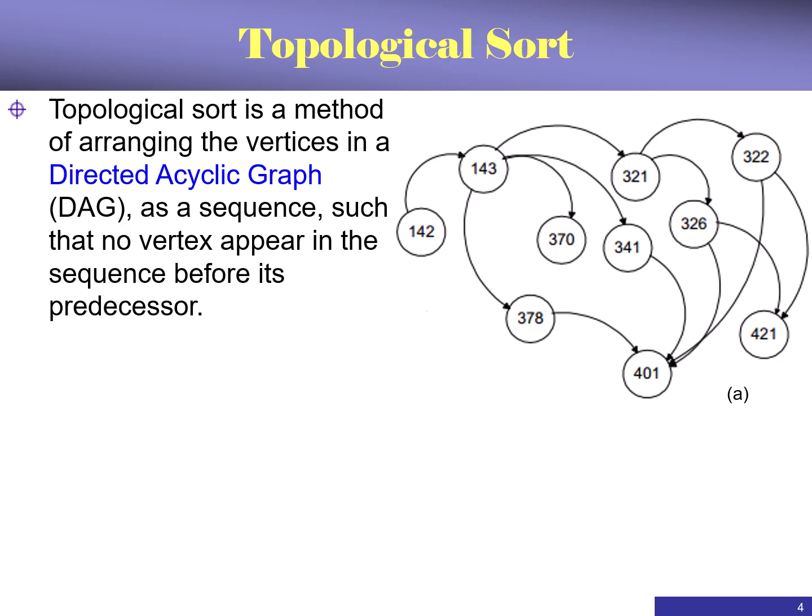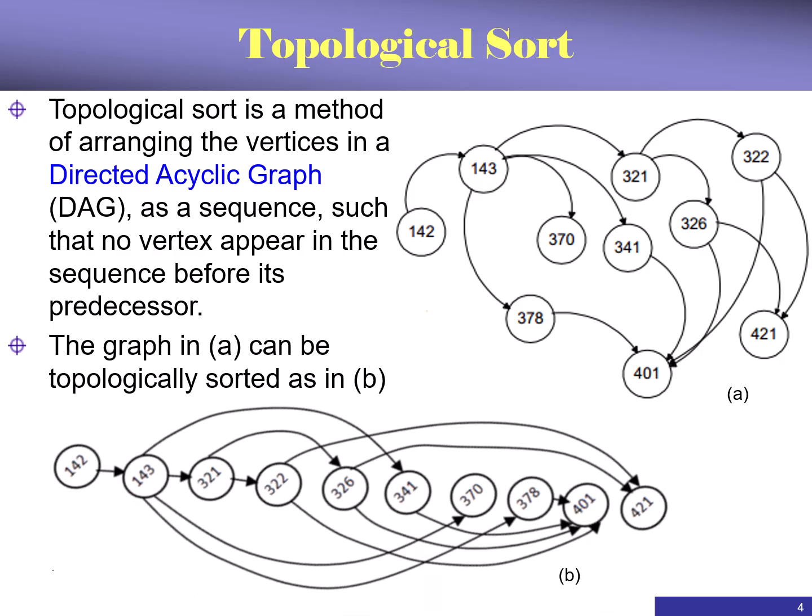Let's look at the topological sort here. The graph on the top, can you see it's A? The graph in figure A can be topologically sorted like the one given in B, a directed acyclic graph. Let's look at the topologically sorted graph. Can you see here? The vertices are linearly arranged, so it's easy to understand. I can easily say which is the prerequisite for a course.